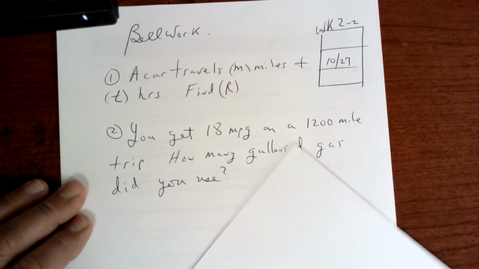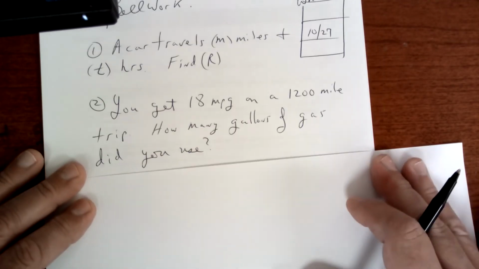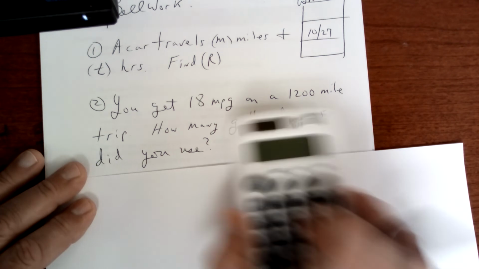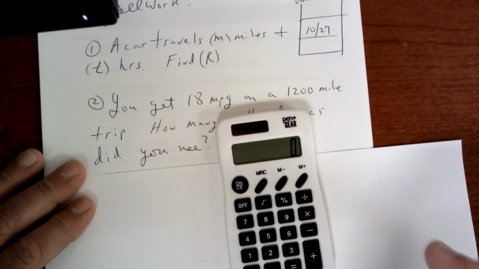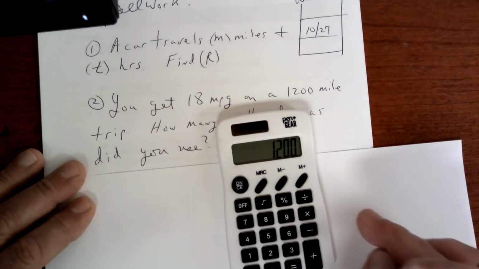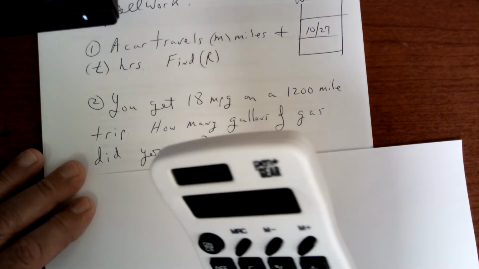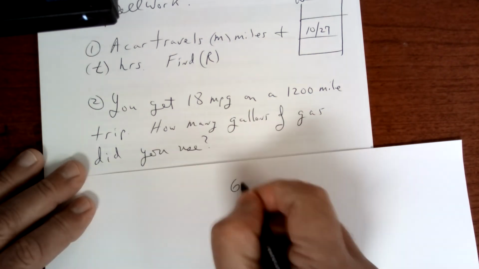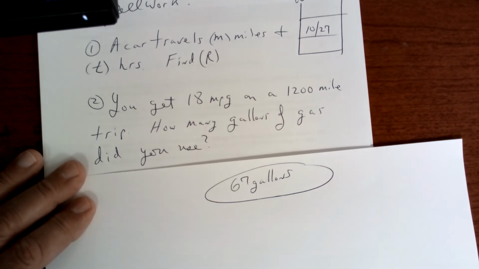Number two, you get 18 miles per gallon, and you go on a 1,200-mile road trip. How many gallons do you use? Well, you're going to take 1,200 divided by 18, and when you do that, you get 67 gallons. Okay? A little less than that.